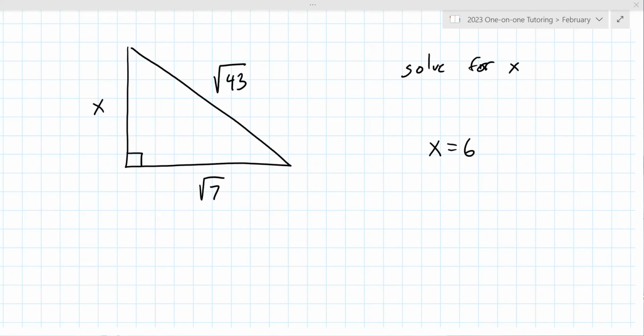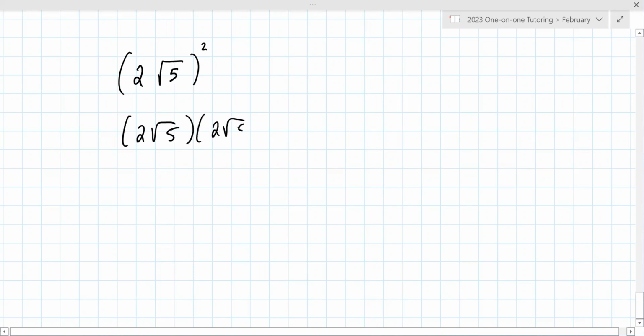All right, Sourish, let me know when you're back. So let's work on another skill here before we go on to something new. Let's say it's 2 square root of 5, and we want to square this. What this means is 2 square root of 5 times 2 square root of 5.